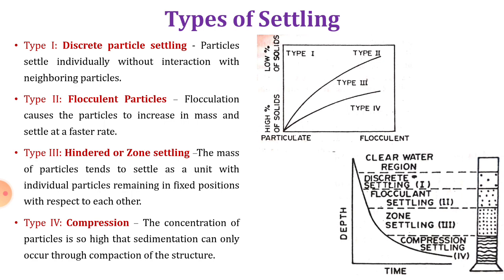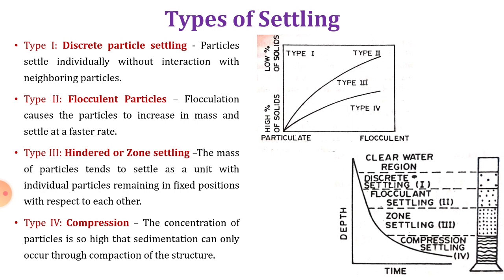There are different types of settling by which the suspended particles will settle in the sedimentation tank. The settling is mainly classified into 4 types. The first type is discrete particle settling. Particles settle individually without interaction with the neighboring particles. So in this discrete settling, the particles, individually and independently, without interaction and without attaching to each other, get settled at the bottom.